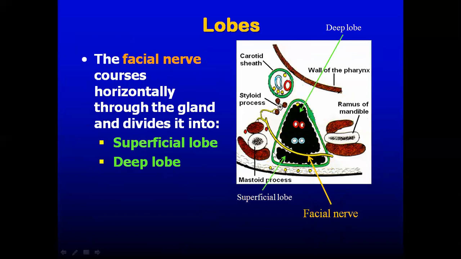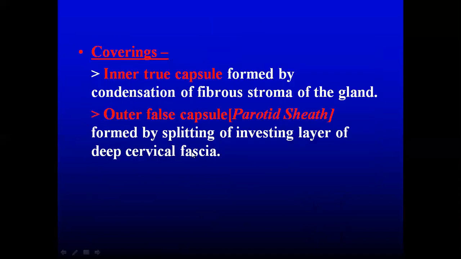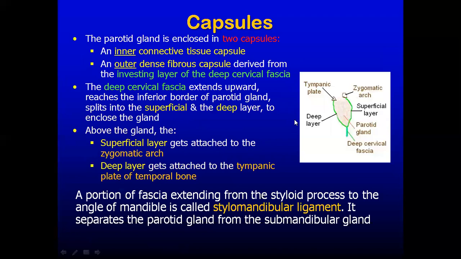We have certain lobes which are formed by the traversing of the facial nerve. So we have a superficial lobe and a deep lobe. There are also capsules covering the gland: an inner true capsule and an outer false capsule. The inner true capsule is formed by the condensation of the fibrous stroma of the gland, and the outer false capsule is formed by splitting of the investing layer of deep cervical fascia.